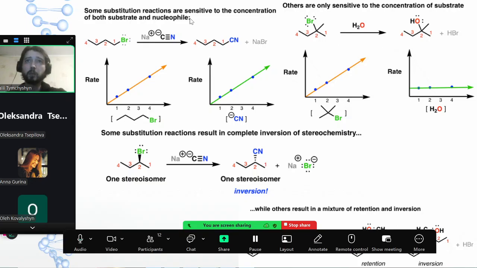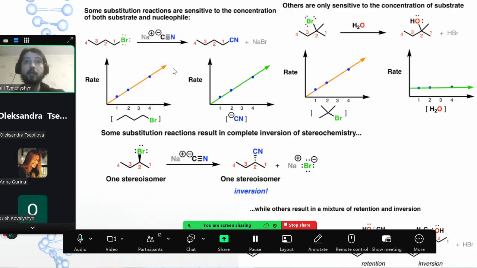Different reactions, depending on the mechanism of the reaction, will show different laws if you measure the concentration of the reagents and the rate of the reaction, so how fast the products are formed. It turns out that there is one case, for example, where some substitution reactions are sensitive to the concentration of both the substrate and the nucleophile.